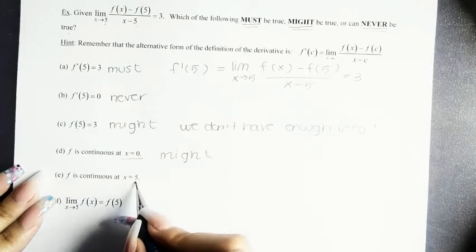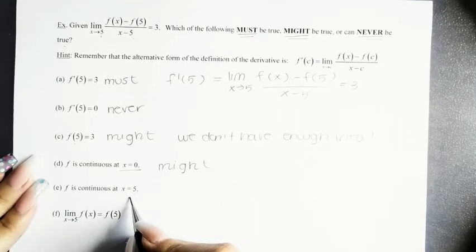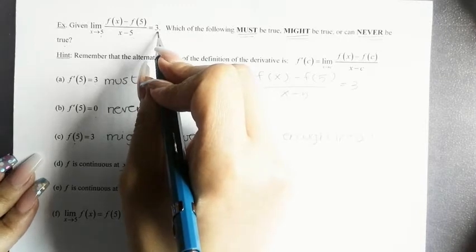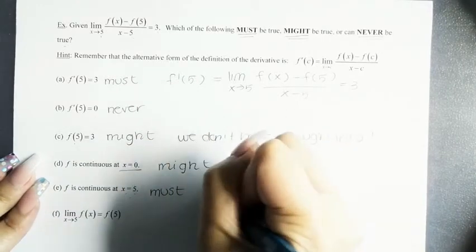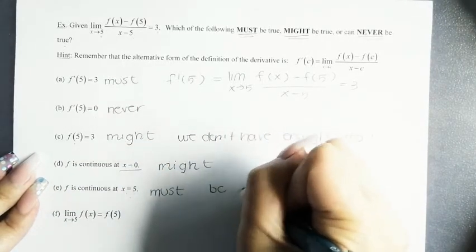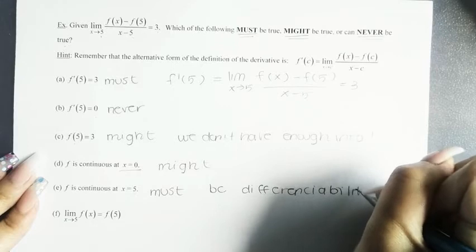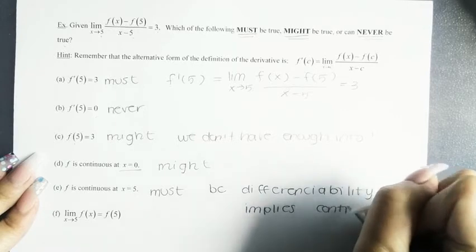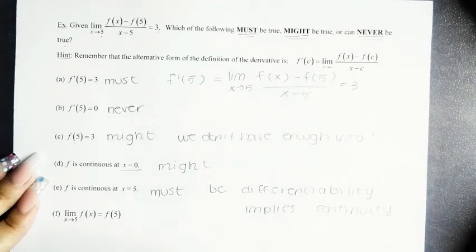Now, f is continuous at x equals 5. What can you tell me about it? Is it differentiable at 5? Absolutely, because at 5, I have that the derivative evaluated at 5 is 3. Therefore, since it's differentiable, it's continuous. So, must, because differentiability implies continuity. And that's always. If it's differentiable, it's continuous. Not the other way, but yes, differentiability, remember, is super powerful.